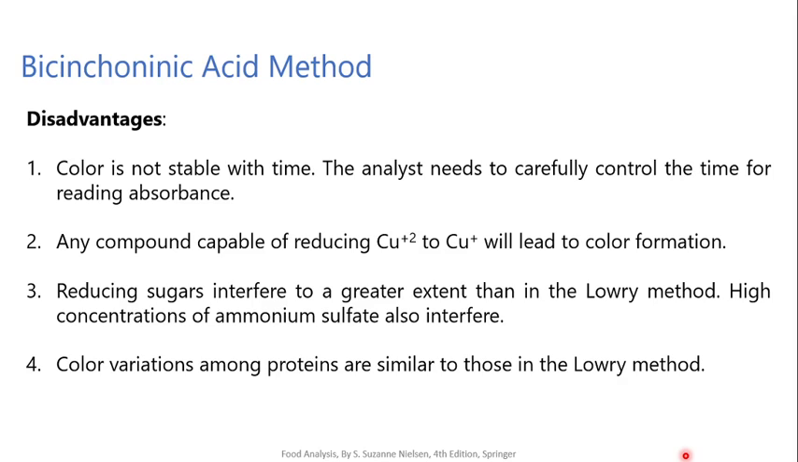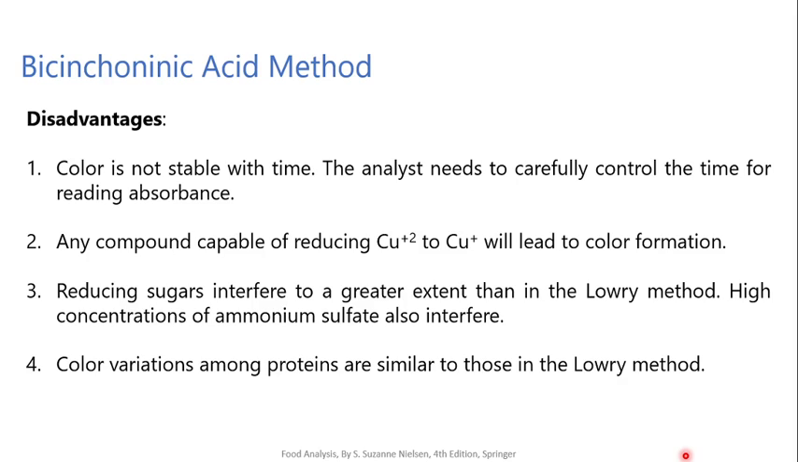Now what are the disadvantages? The color which is obtained is not stable with time, so we have to take the reading very fast. The analyst needs to carefully control the time for reading absorbance. Any compound capable of reducing copper 2 plus to copper 1 plus will lead to color formation. So this is one of the disadvantages of this method. Reducing sugars interfere to a greater extent than in the Lowry method. A high concentration of ammonium sulfate also interferes.